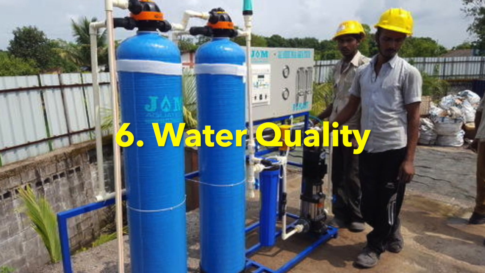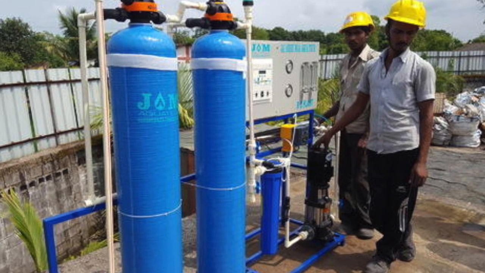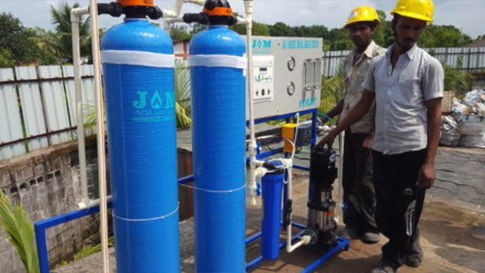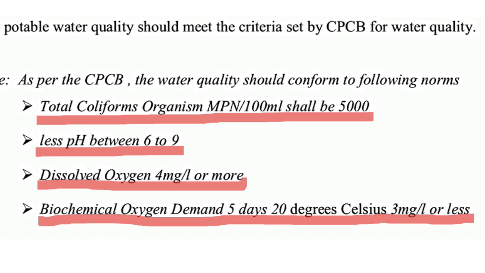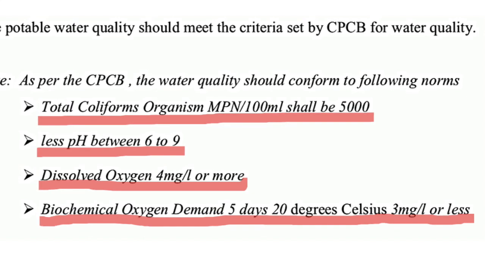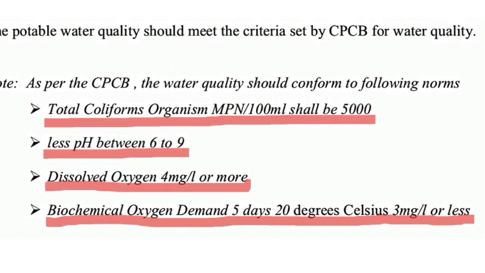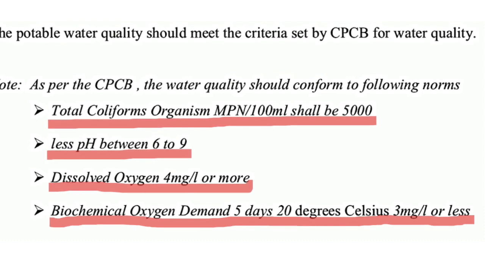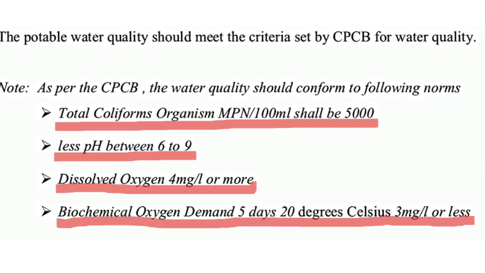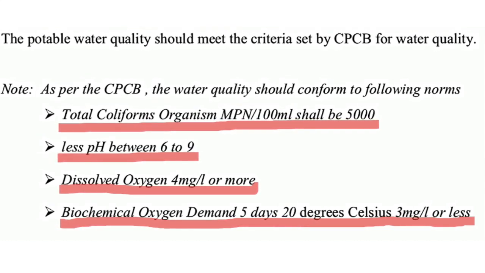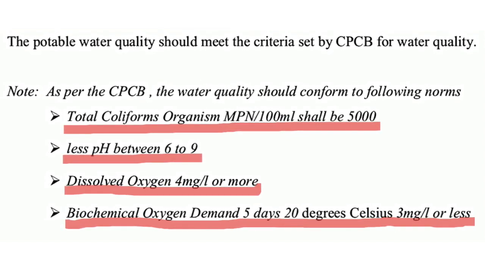And the sixth one is water quality. Install a water treatment plant in the building to remove sediments, bacteria and other impurities, and the water quality should meet the criteria of the CPCB, that is the Central Pollution Control Board. The water quality should conform to the following norms: total coliform organisms, MPN, most probable number per 100 ml, shall be 5000; the pH of the water should be between 6 to 9; dissolved oxygen should be 4 mg per liter or more; and biochemical oxygen demand, 5 days at 20 degrees Celsius, 3 mg per liter or less. This is the water quality standard according to the CPCB which should be followed.